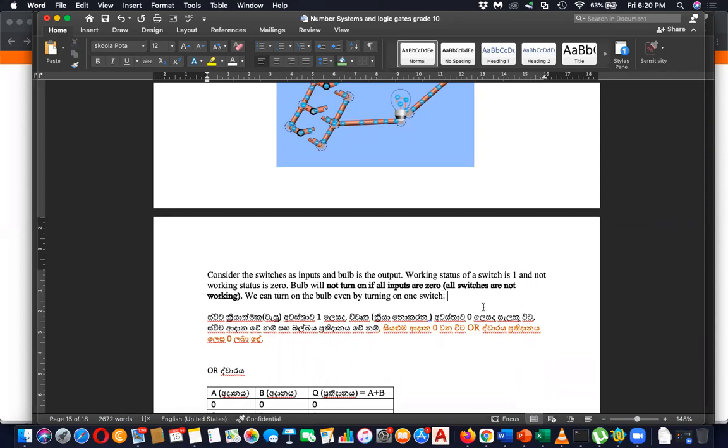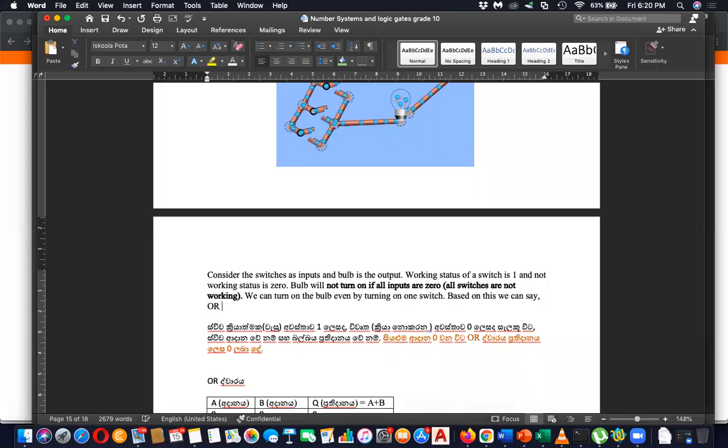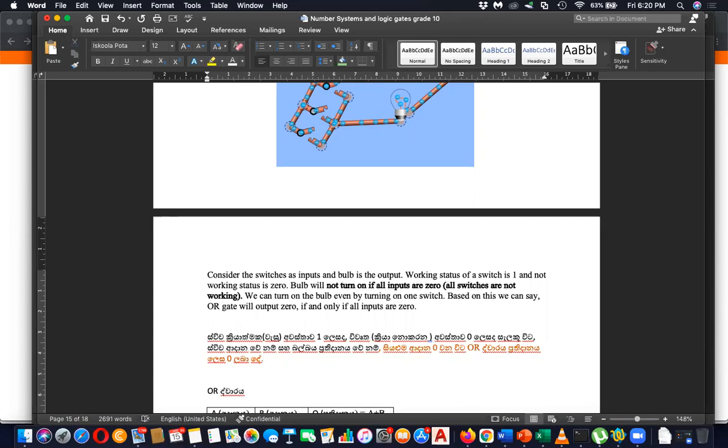Right. Based on this, we can say OR gate will output 0 if and only if all inputs are 0. This is the important statement.